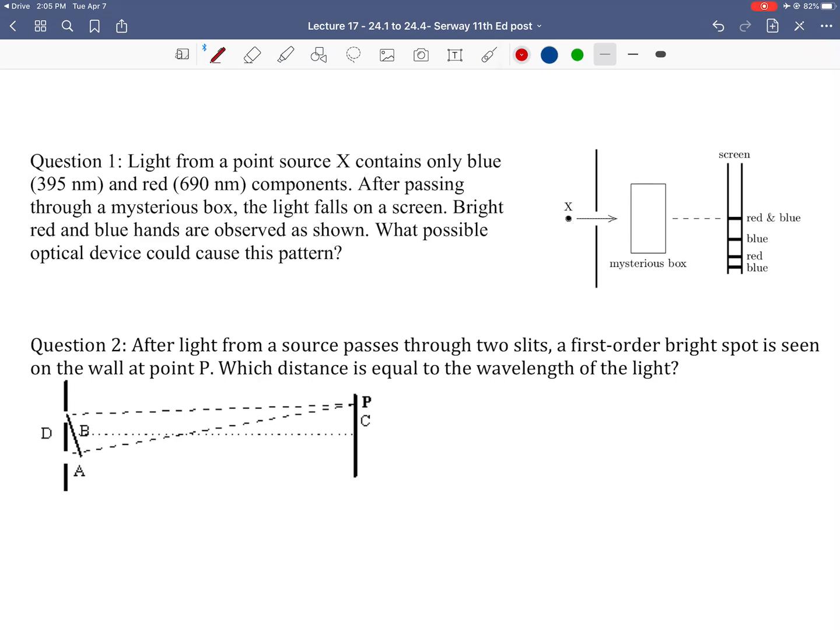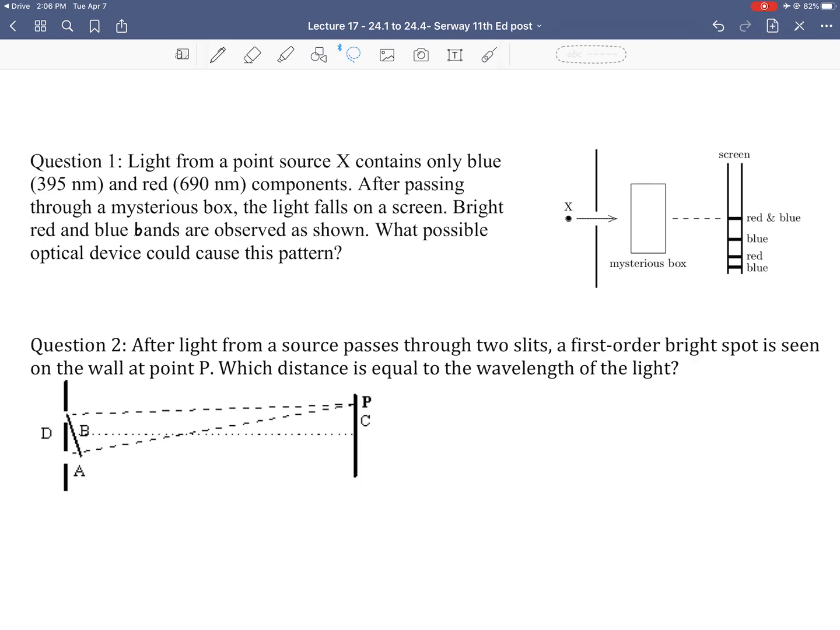After passing through a mysterious box, the light falls on a screen. Bright red and blue bands are observed as shown. I thought I corrected this; it's supposed to say bands instead of hands. It sounds so funny because it's not the word you expect to hear there. So that's just a typo. It should say B, not H. Anyway, what possible optical device could cause this pattern?